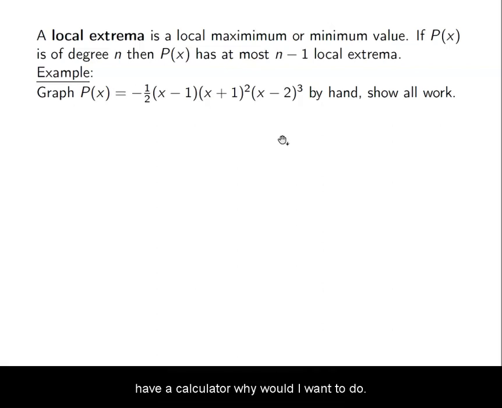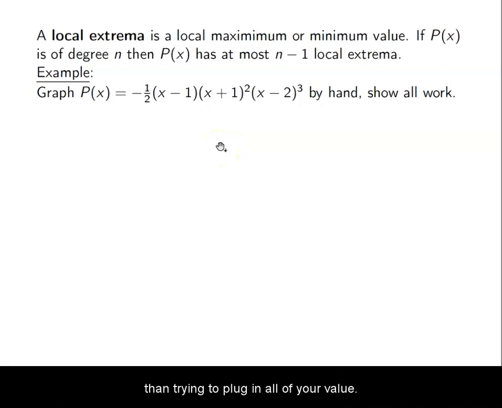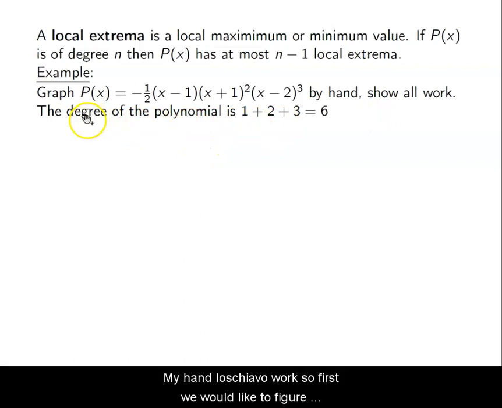So you might be saying, well, if I have a calculator, why would I want to do this by hand? Because it's going to help you to understand how polynomials work. Not only that, but also once we start to get higher into our math, into calculus 2 and 3, you're not going to always graph your functions. A lot of times they're very hard to look at, and a simple analysis is a lot faster than trying to plug in all of your values. Okay, so by hand, let's show all of our work.